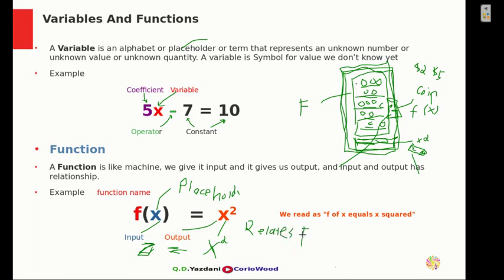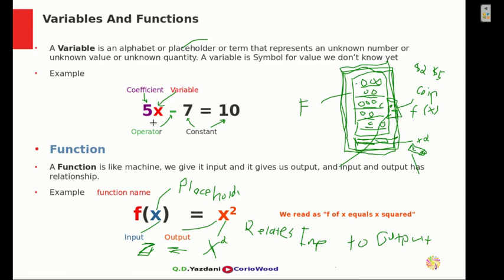So you can see this is the output. The simple definition of a function: it relates the input to an output. The reason we covered variables and functions is that in the next video we're going to see predicates and quantifiers, and with predicates and quantifiers you need to understand variables and functions. That's why I showed you how to interpret a variable and what a function is.